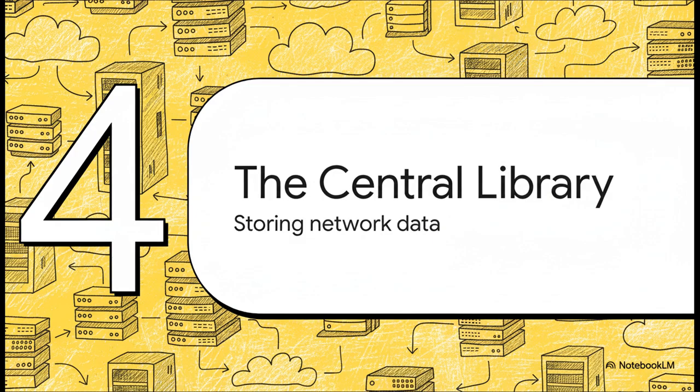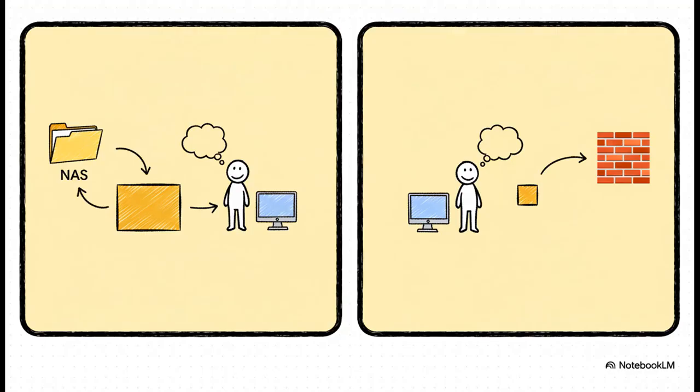Okay, so with all this network activity, all these files, websites, and emails flying around, we're creating an unbelievable amount of data. And all that data has to live somewhere. So let's head over to the central library of the data center, the storage systems. Now, two big players here are NAS and SAN. A network-attached storage, or NAS, is pretty simple.